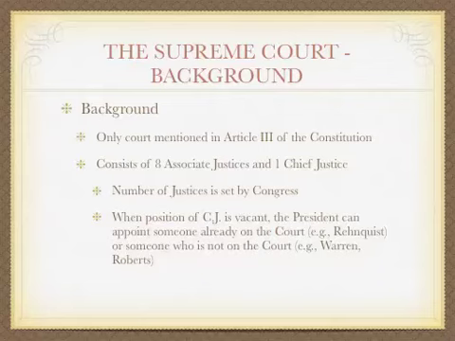But the Congress quickly remedied that by passing the Judiciary Act of 1789, establishing the circuit courts and the district courts. Now, the Supreme Court consists of 8 associate justices and 1 chief justice. The number of justices is set by Congress.